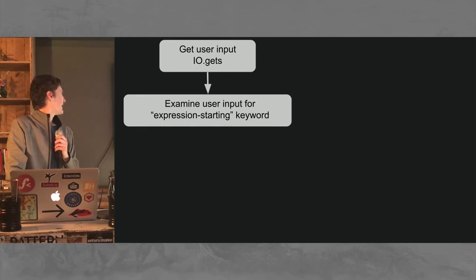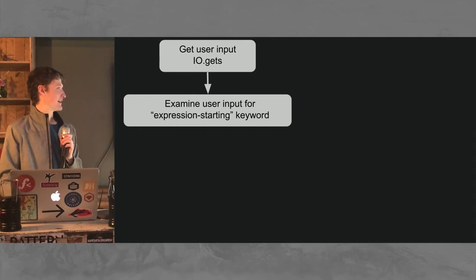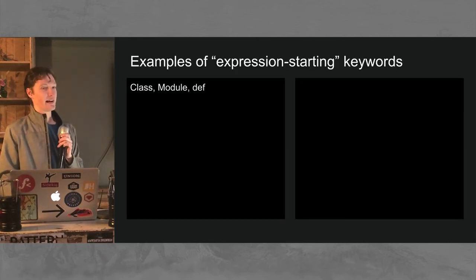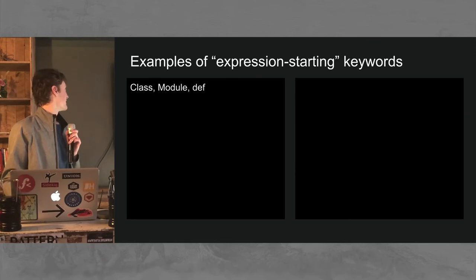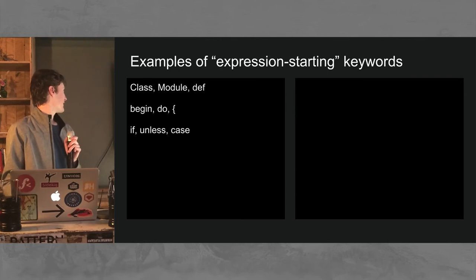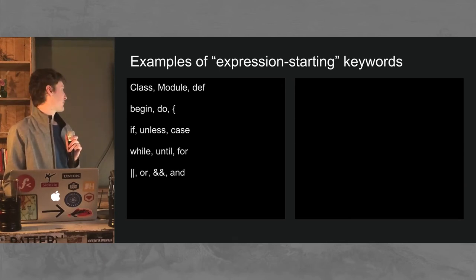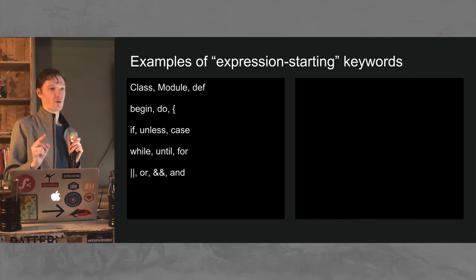After that, it looks in the user input for expression starting words, and this is something I came up with because I didn't know how to describe it, but I'm just going to go through a quick list of what some of them are, and this is surprisingly not exhaustive. So you have stuff like class, module, and function definitions. You have block start, so begin, do, and then open curly brace. You have if, else, case, etc. You have looping stuff, while, until, for. You have Boolean operators, the double pipes, or the literal or, and then the same for and.